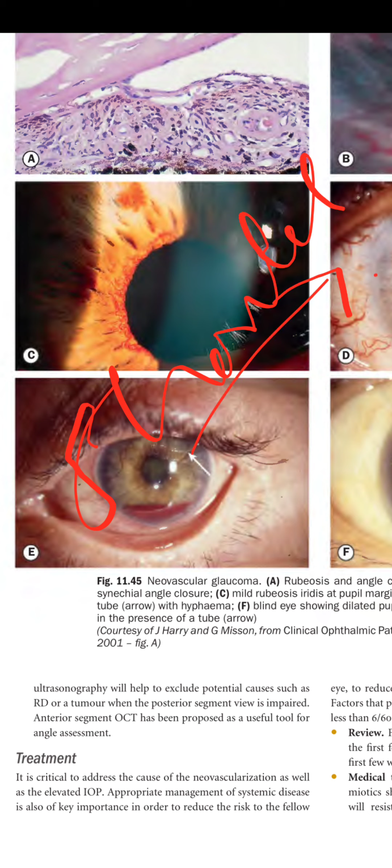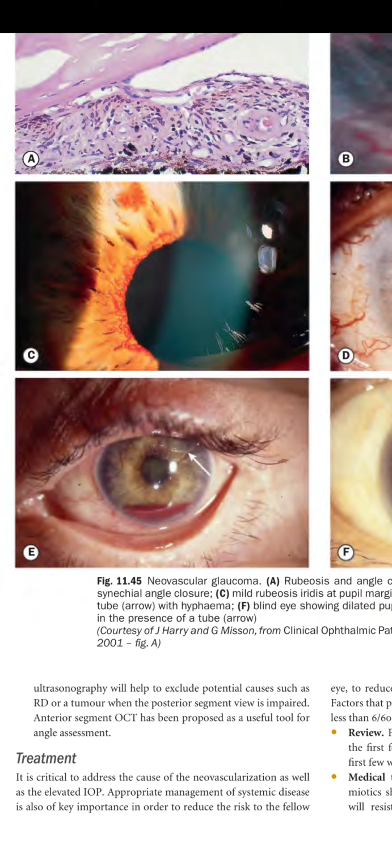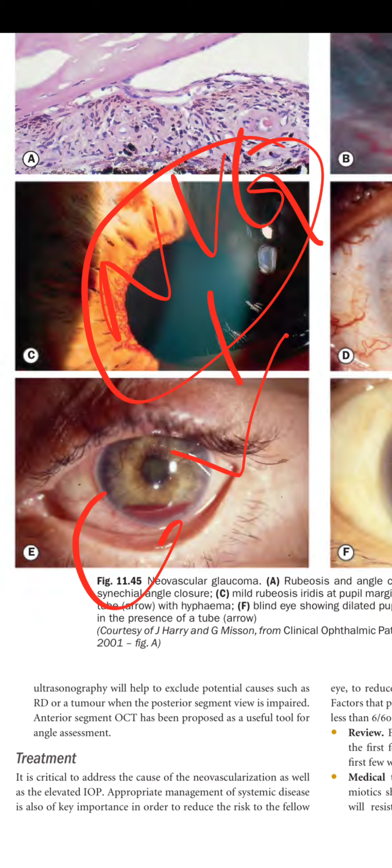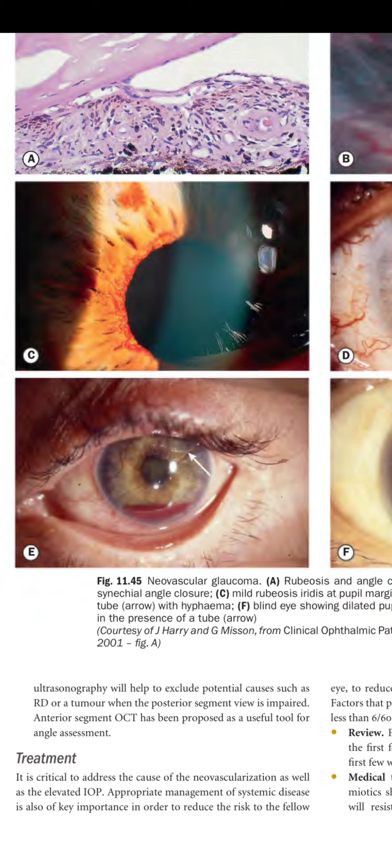If the posterior segment is not visible, you can do ultrasound to see if there is any tumor or detachment, and you can do fluorescein angiography in a case of CRVO and other diseases. Why? Because in a case of neovascular glaucoma, you have to treat the cause as well, instead of just going for the neovascular glaucoma.